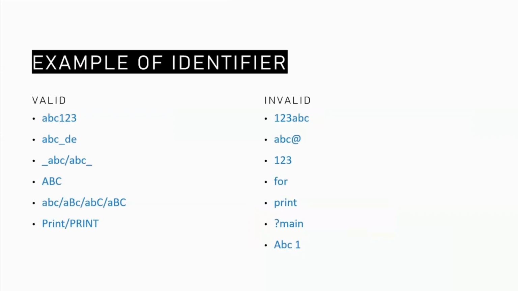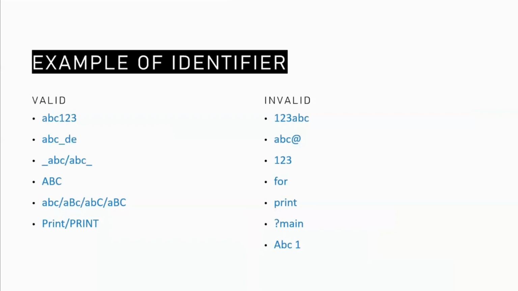Examples of identifiers. On the left hand side, you are seeing some valid identifiers, and on the right hand side, some invalid identifiers. So valid: ABC123, it's valid. ABC_DE, it's valid. The underscore can appear in the beginning, in the end, or in between. I have given you two examples here separated by a slash: _ABC and ABC_. The slash is not part of the identifier name. They are two separate examples.